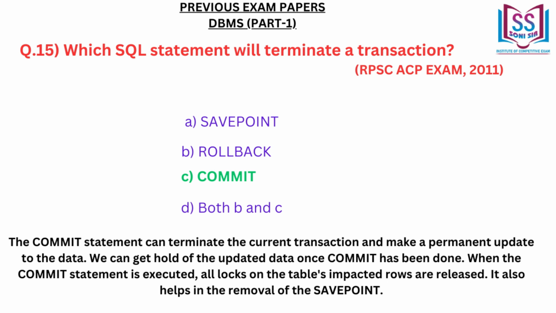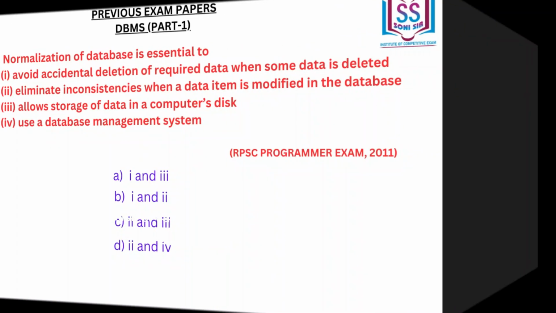We can get hold of the updated data once commit has been done. When the commit statement is executed, all locks on the table's impacted rows are released. It also helps in the removal of the savepoint.